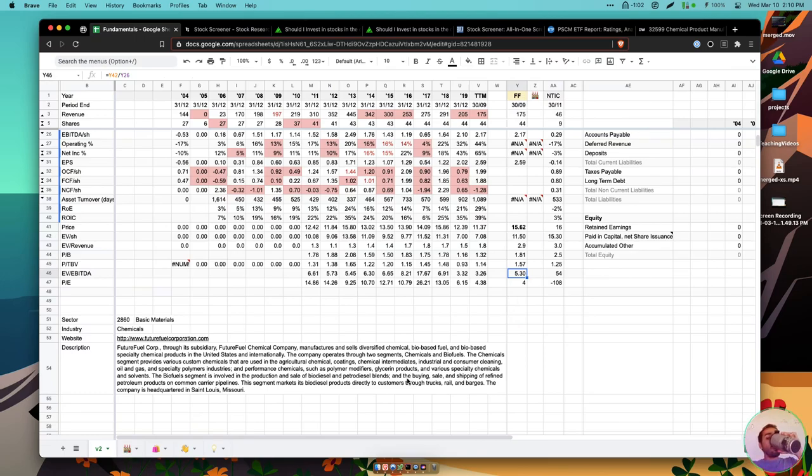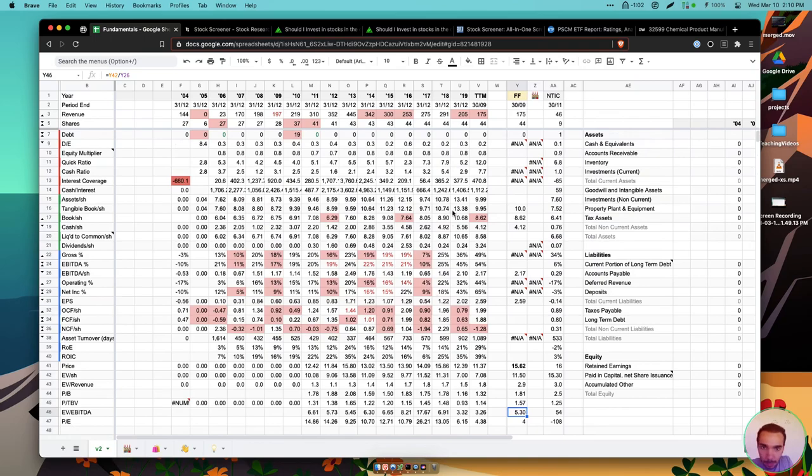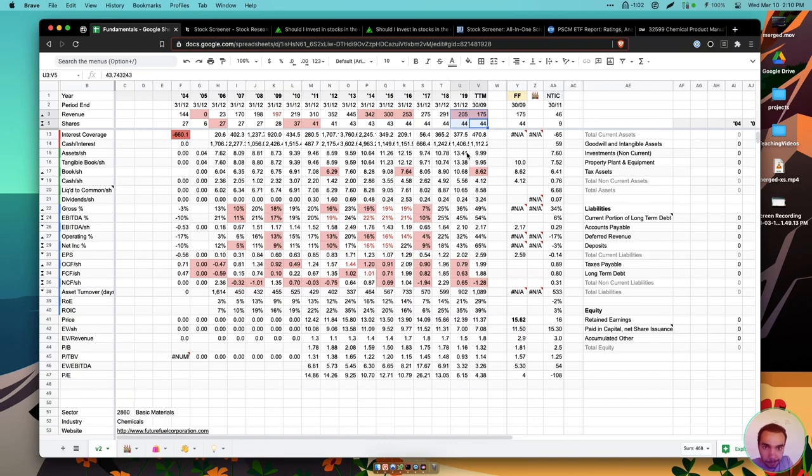Specialty chem. Agricultural, chemical, coating, industry and consumer, cleaning, oil and gas, biofuels. Okay, alright. No debt. Revenue decline. Book per share decline, so equity's down. Are they paying dividends? They are paying dividends. Whoa, that is one hell of a dividend. $3.24. Alright, talk to me about the margins. 49% gross margin, EBITDA is higher.